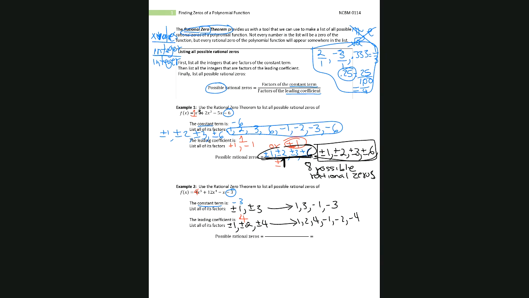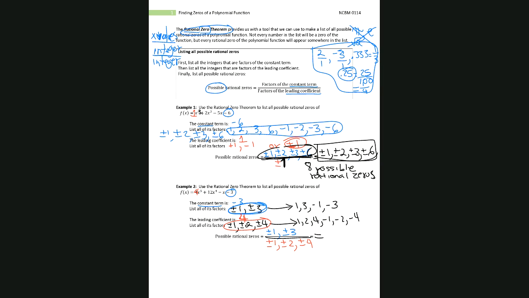So now to list the possible rational zeros, of course, we need to write down the factors of the constant term, just like we did before. And those are right here, plus minus 1 and plus minus 3. Now we're going to be dividing by the factors of the leading coefficient, 4, and those are listed here: plus minus 1, plus minus 2, and plus minus 4.